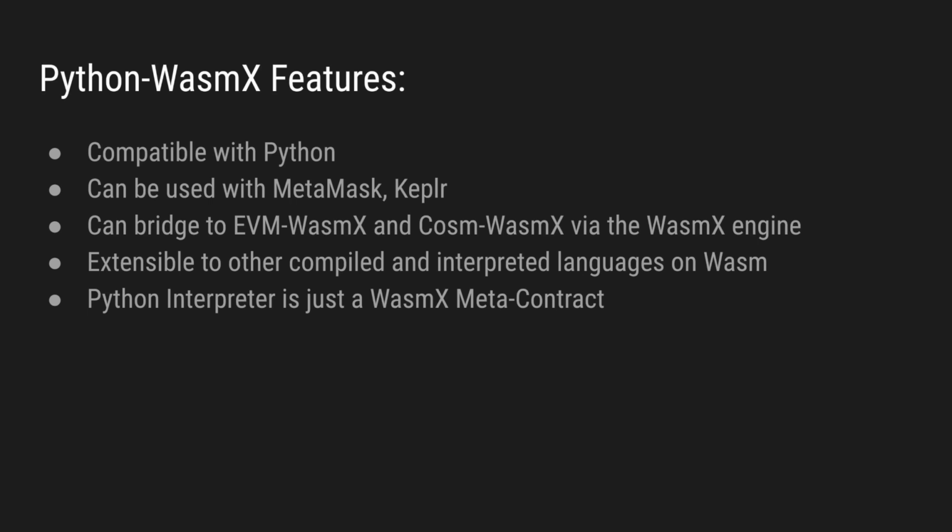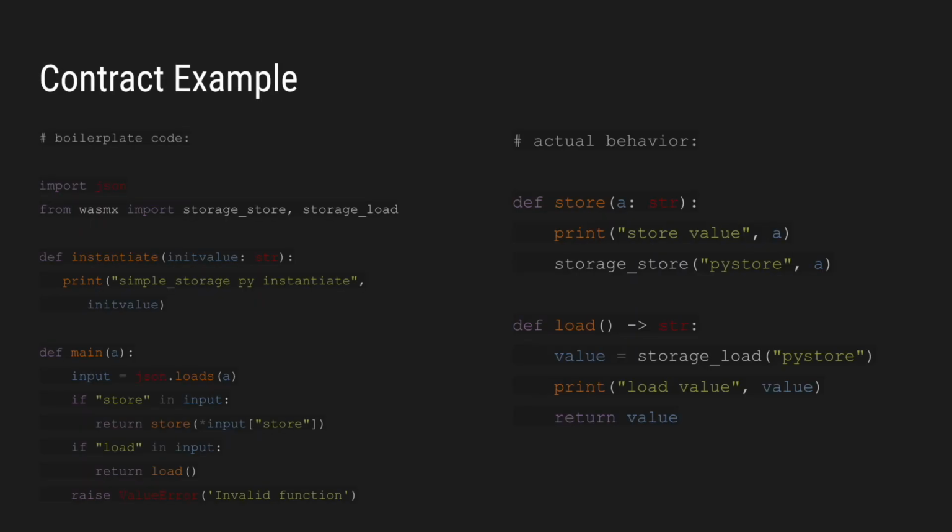You can use these Python contracts as any other contracts in our WasmX system with both MetaMask and Keplr wallets, and they can interact with other types of smart contracts on the same chain, with our eWasm contracts and with our CosmWasm contracts. And this is an example of a simple storage contract written in Python where we can store a variable and then we can read it.